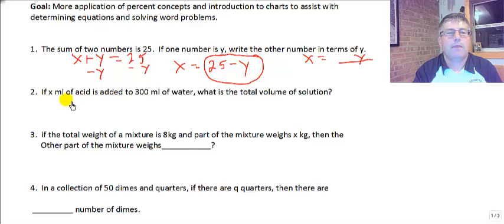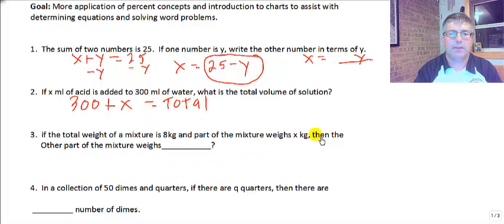Number two, if x milliliters of acid is added to 300 milliliters of water, what's the total volume of solution? Well, we have 300, we're adding some x, well, that's our total volume. 300 plus x is our total. So adding is a little bit easier.